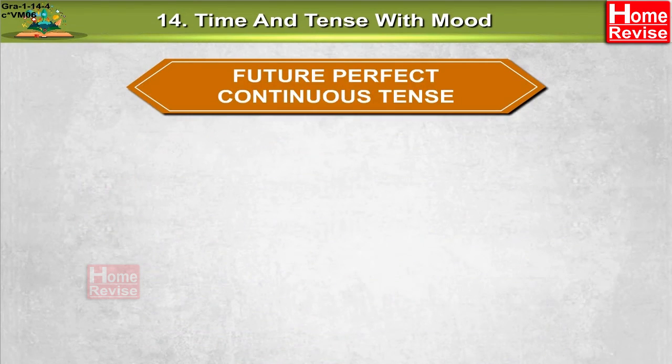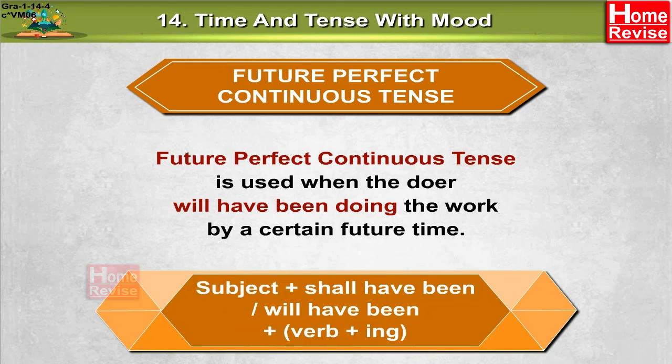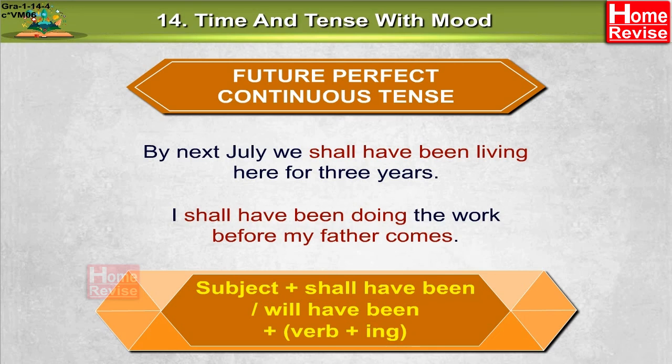Future perfect continuous tense. Future perfect continuous tense is used when the doer will have been doing the work by a certain future time. Subject plus shall have been or will have been plus verb plus ing. By next July, we shall have been living here for 3 years. I shall have been doing the work before my father comes.